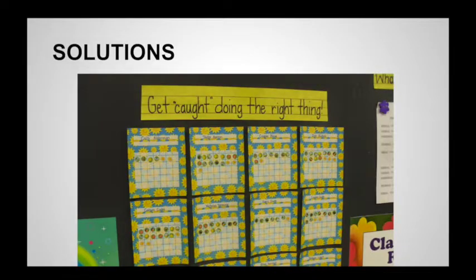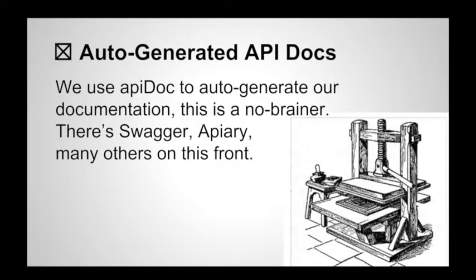Alright. That was bad. Let's talk about how we've turned that around. And these are imperatives for the folks on our API team, in fact, our whole engineering team. Number one, we already talked about this: auto-generated API docs. There's no reason not to do this. You should do it from the beginning. It's not a bolt-on. You should do it as you go.